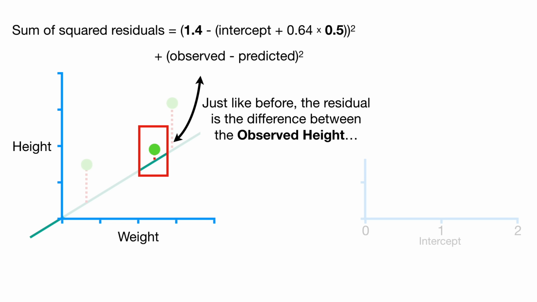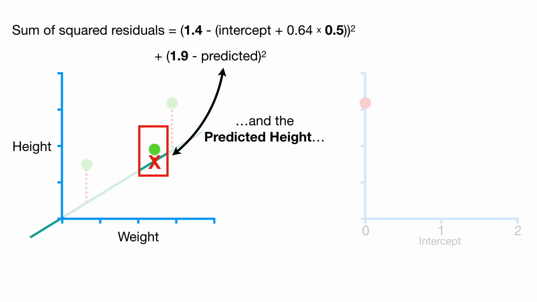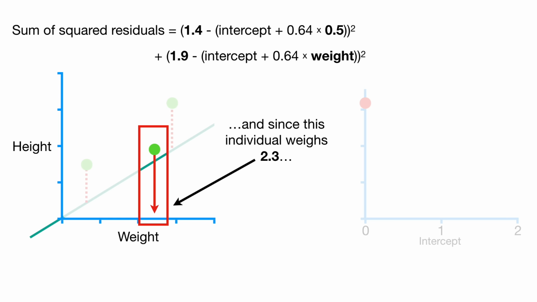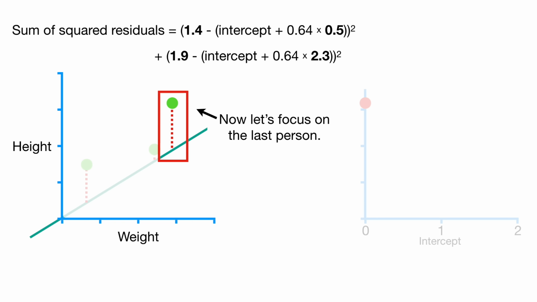Just like before, the residual is the difference between the observed height, which is 1.9, and the predicted height, which comes from the equation for the line. And since this individual weighs 2.3, we replace weight with 2.3. Now let's focus on the last person.